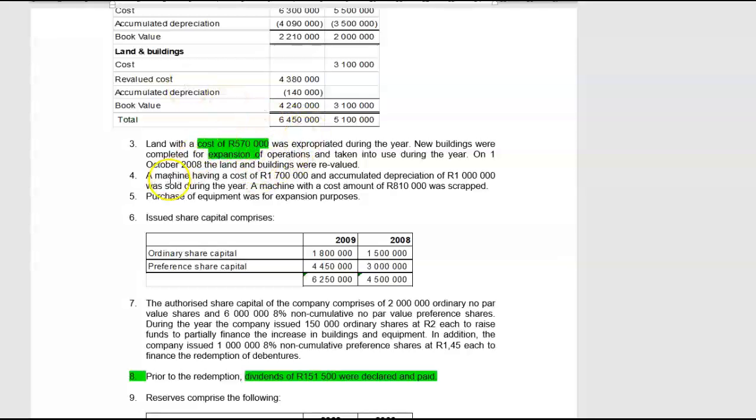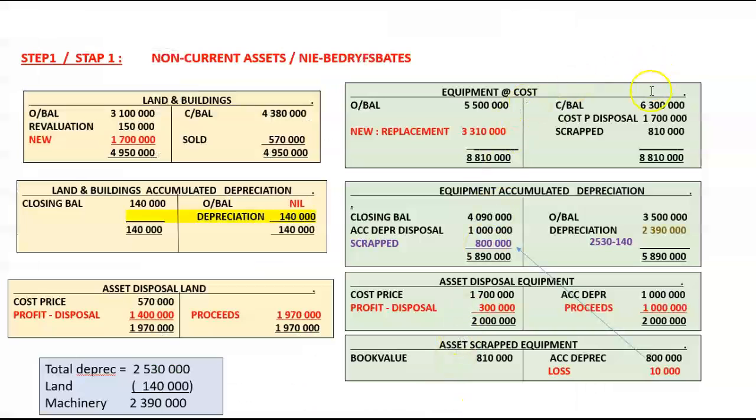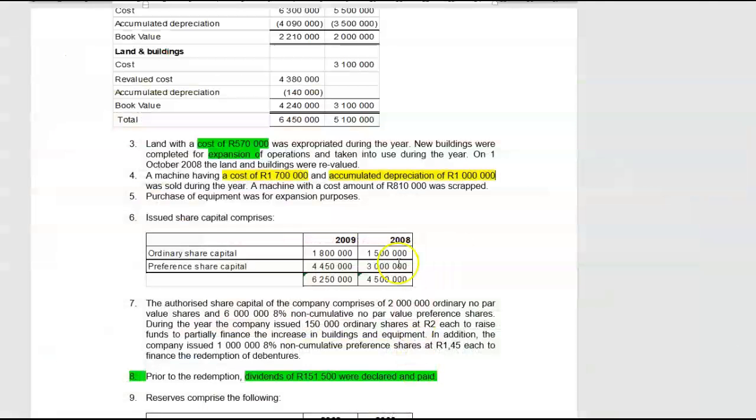Good. A machine having a cost of 1.7 million rand, so we can take out the cost, and accumulated depreciation of 1 million rand was sold during the year. So we take out the 1.7 million, we take it to the asset disposal account, 1.7 million. We take out the 1 million, the accumulated depreciation on that asset, and we take it to the asset disposal account of 1 million rand.